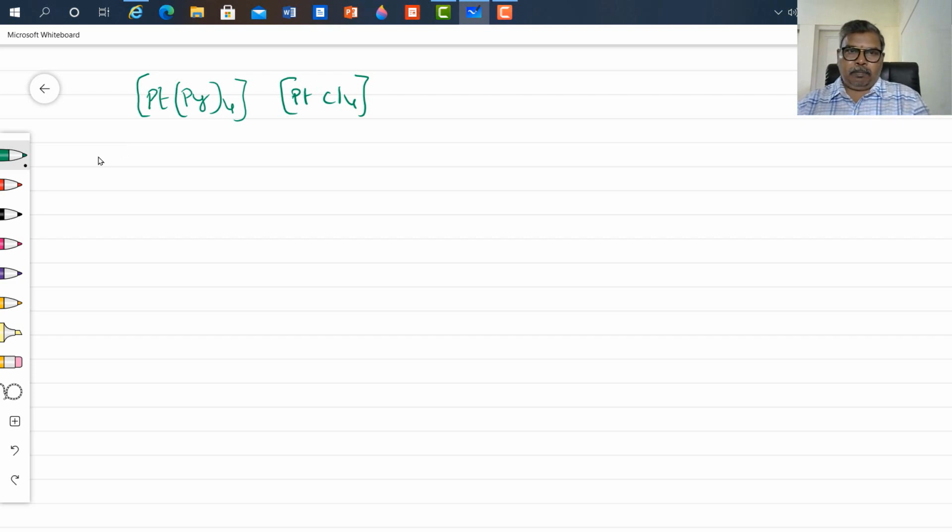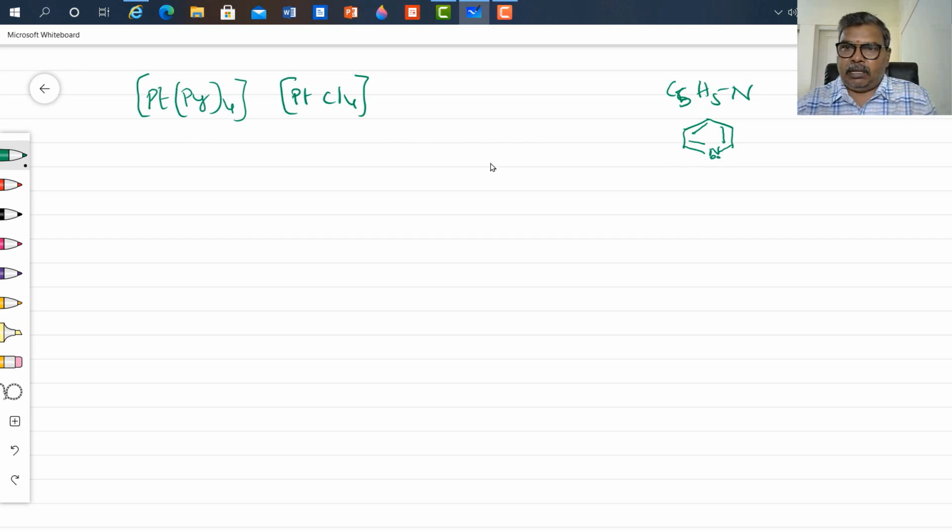Now, Py is the abbreviation for pyridine, C5H5N. What is its structure? Hexagonal ring structure, a heterocyclic compound, a nitrogen atom is there. So this is pyridine, a neutral ligand.